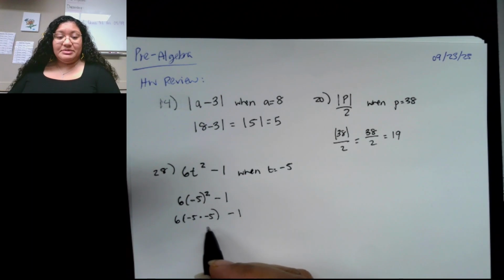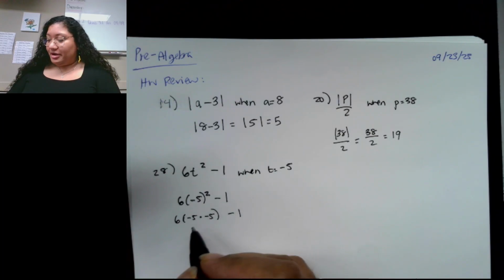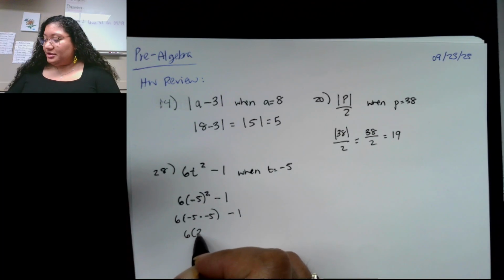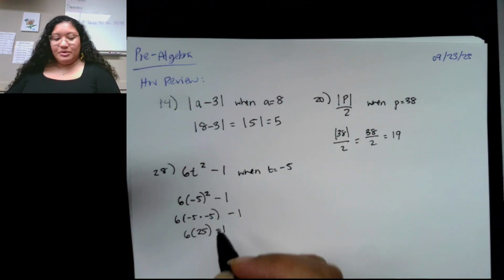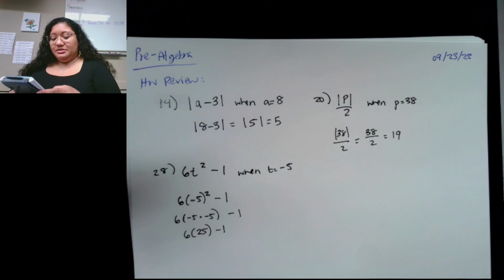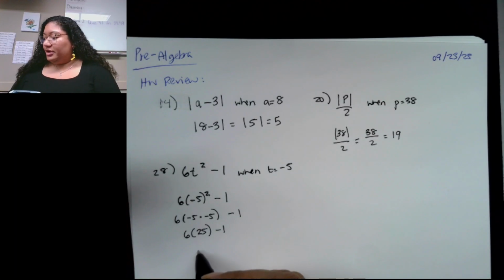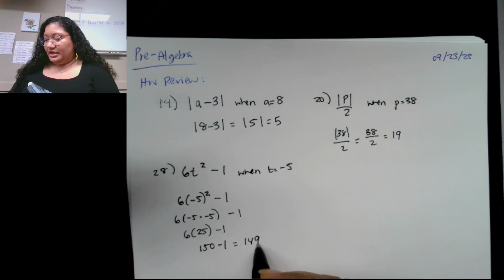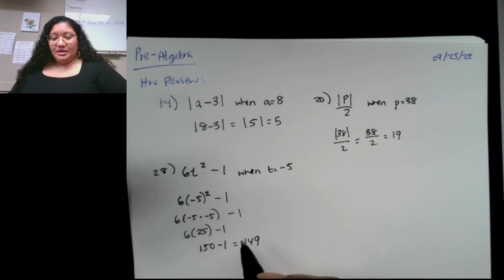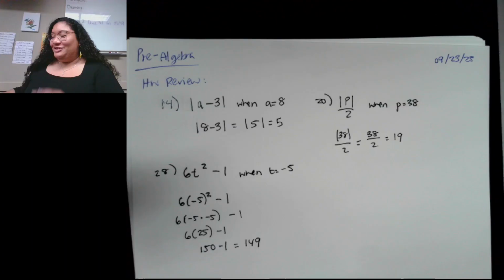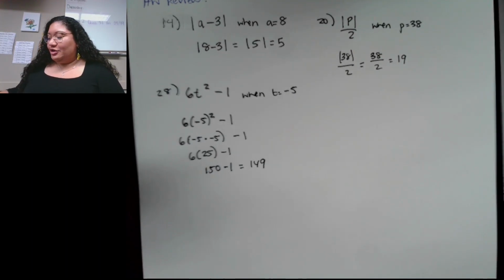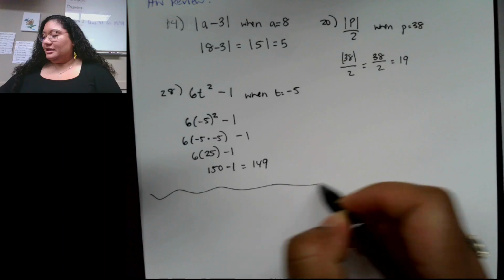What's negative 5 times negative 5? Positive 25. So 6 times 25 minus 1. And what is 6 times 25? We get 150 minus 1, which equals 149. Okay? So I hope that wasn't too bad. And let's now go into our lesson.